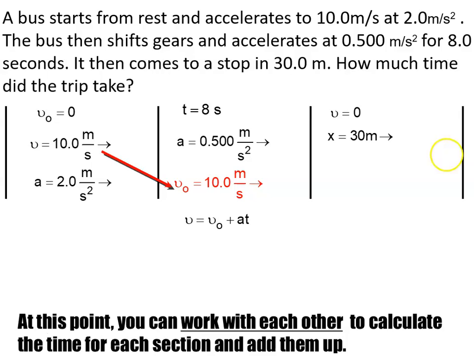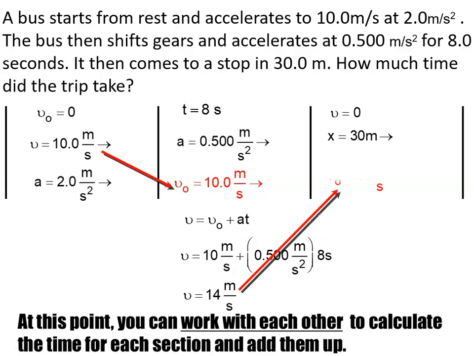Well, in order to figure out what the initial velocity for segment 3 was, we need to figure out what the final velocity at the end of segment 2 was. So that's where our v equals v naught plus at equation comes in. So we have v sub 2 equals v sub 1 plus a sub 2 times delta t sub 2. We have that our initial velocity for segment 2 was 10 meters per second. The acceleration there was 0.5 meters per square second, and the time interval for segment 2 was 8 seconds. And that gives us a v sub 2 at the end of segment 2 of 14 meters per second. So that becomes our initial velocity in segment 3.